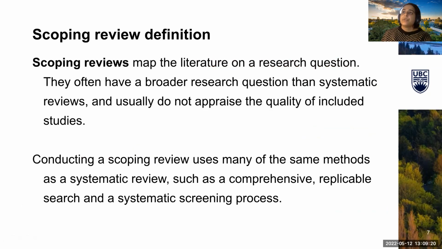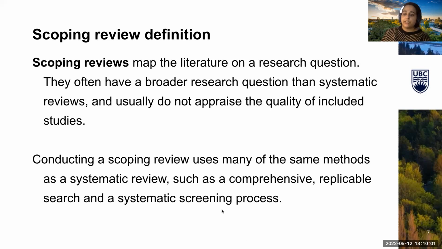So that's a systematic review. In terms of scoping reviews, scoping reviews map the literature on a research question. They often have a broader research question than systematic reviews, which generally focus on a more specific question. And scoping reviews usually do not appraise the quality of the included studies, unlike systematic reviews. Conducting a scoping review uses many of the same methods as a systematic review, such as producing a comprehensive and replicable search strategy, as well as a systematic screening process.